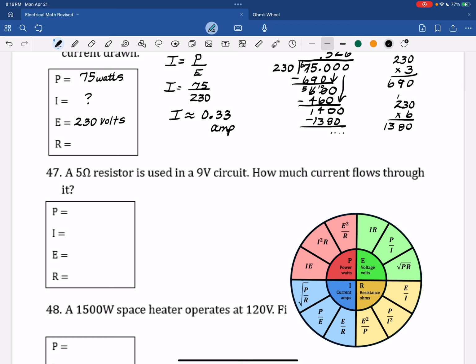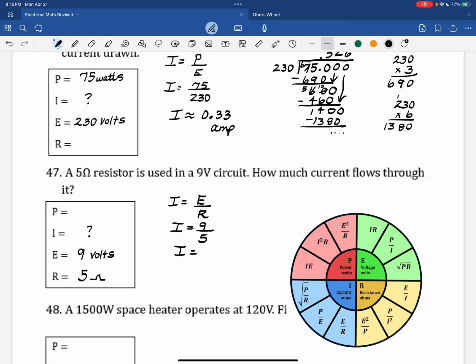Okay, number 47. I promise we're almost done. A 5 ohm resistor is used in a 9-volt circuit. How much current flows through it? So I equals, we're looking for E and R, and it's E divided by R. I equals 9 divided by 5.